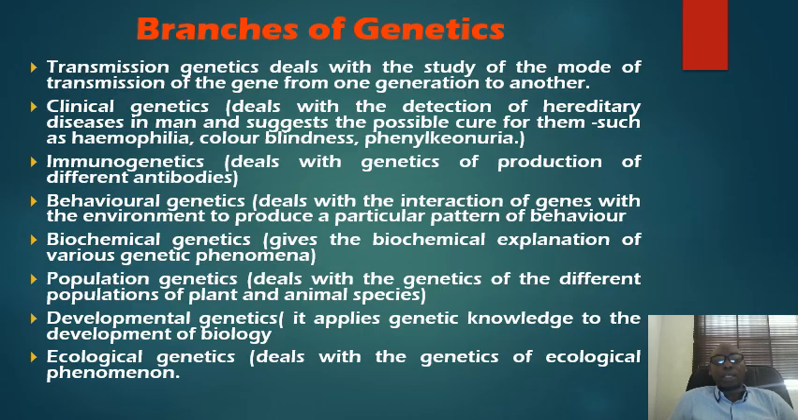Biochemical genetics gives the biochemical explanation of various genetic phenomena, while population genetics deals with the genetics of the different populations of living organisms, plants and animals. The genetic knowledge that deals with the development biology of organisms is known as developmental genetics: how the organism changes from one stage to the other in its growth cycle. Ecological genetics deals with the genetics of ecological phenomena.